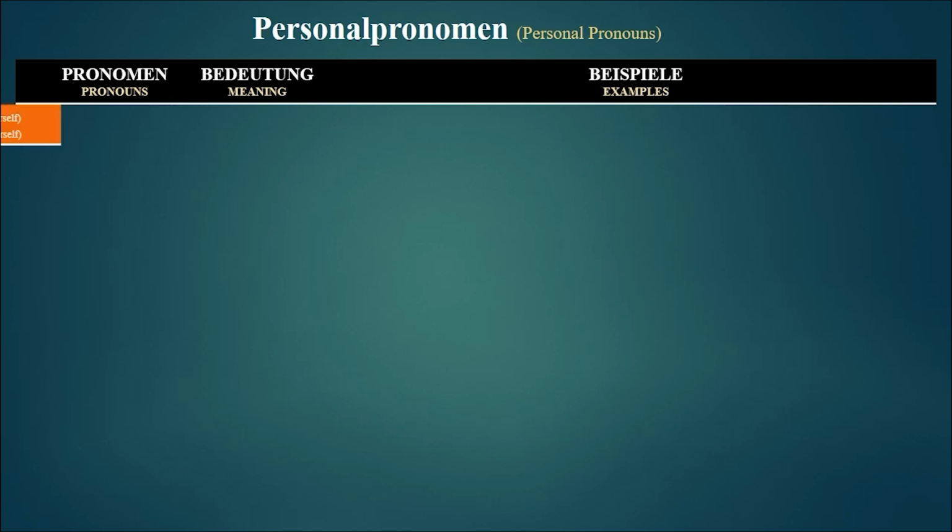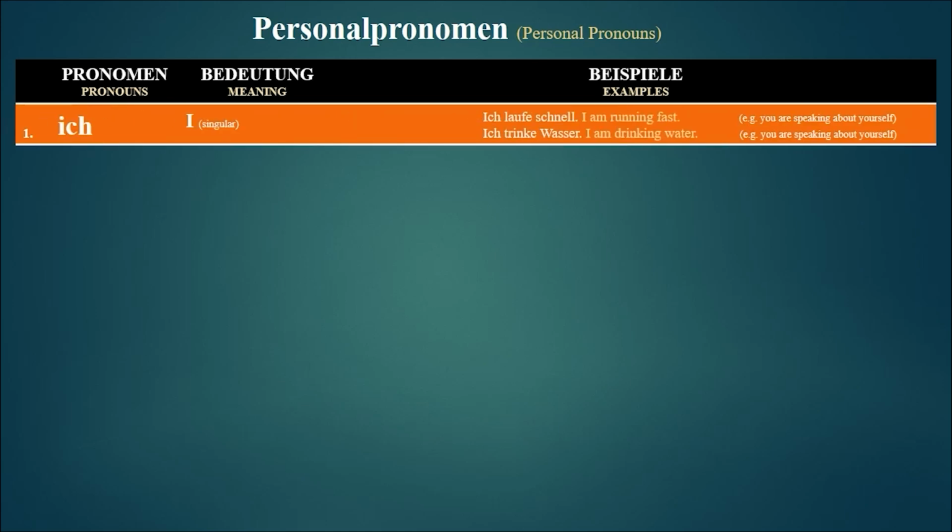In the first place, we have ich. We said ich stands for I. Examples are: ich laufe schnell, I'm running fast; ich trinke Wasser, I'm drinking water. In both cases, you are speaking about yourself. So you use ich.